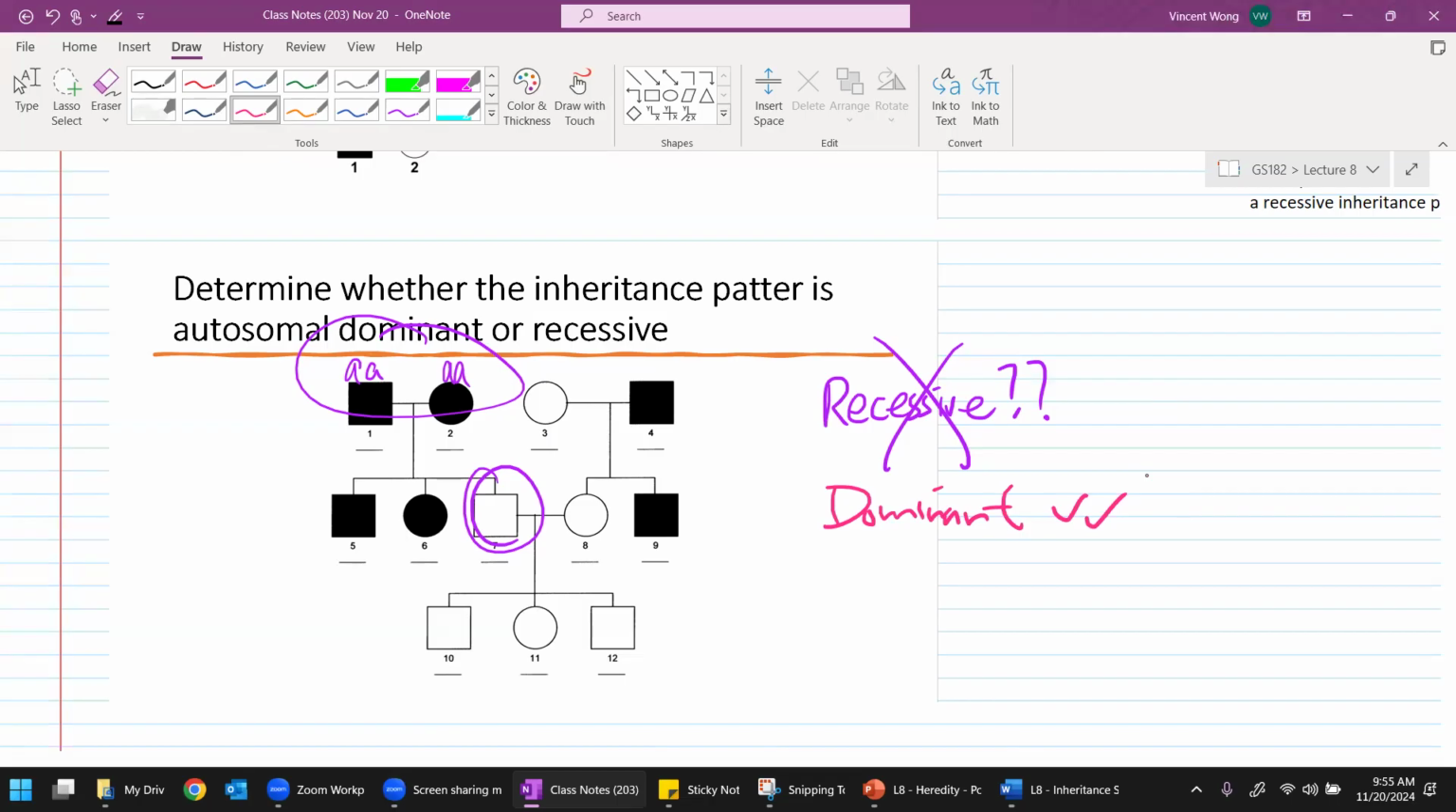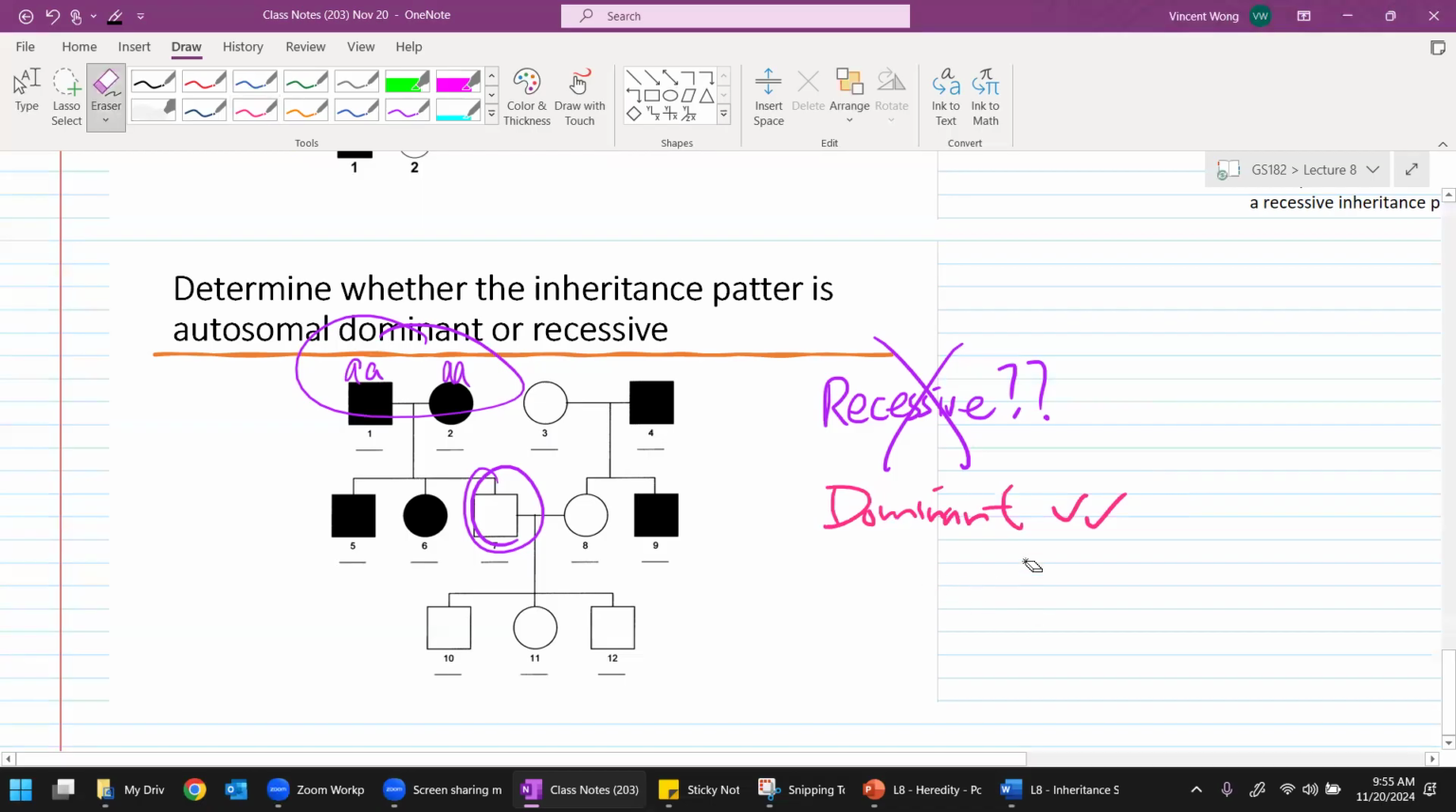Number one, tell me what the pattern is. Number two, tell me why you think that. And the two things have to agree. Sometimes people guess one thing and then the explanation doesn't match, then you don't get marks. And number three, I'm going to ask you the genotype of a particular person.